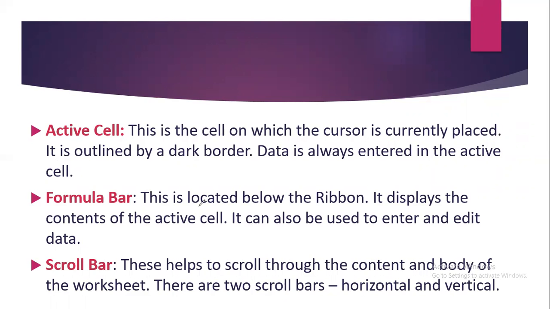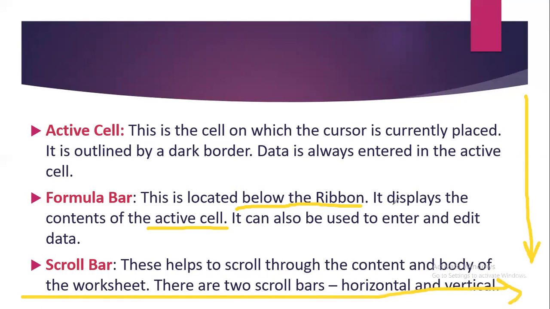What is the formula bar? It is located below the ribbon. It displays the contents of the active cell. It can also be used to enter or edit data, or it shows the formulas present in the cell. The scroll bars help to scroll through the content of the worksheet, and there are two scroll bars, horizontal and vertical. If you want to scroll vertically, use this bar. If you want to scroll horizontally, use this bar.